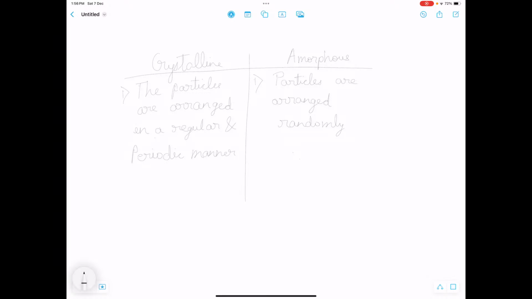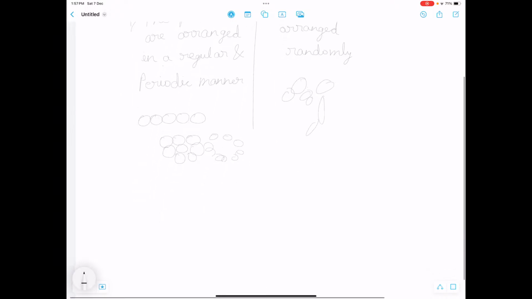So here particles are arranged in a regular periodic motion, either this way or something like that, like in a circle. Here particles are arranged randomly. Anything random keeps on going.